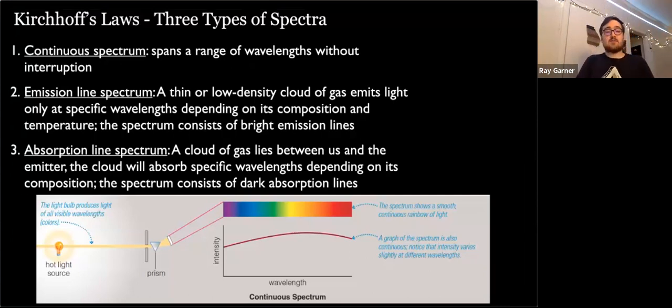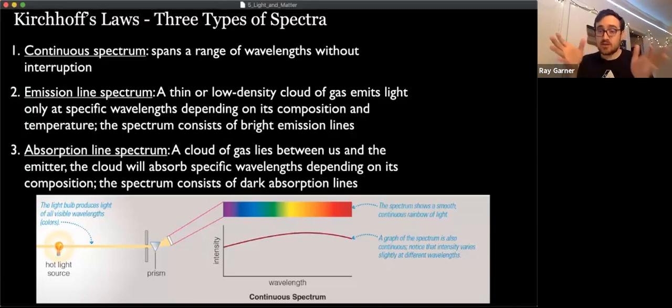So the first type of spectrum is a continuous spectrum. This is a spectrum that spans a range of wavelengths without interruption. So how do you get one of those? Well, just from any hot light source. So a light bulb, we'll just stick with light bulb for now.